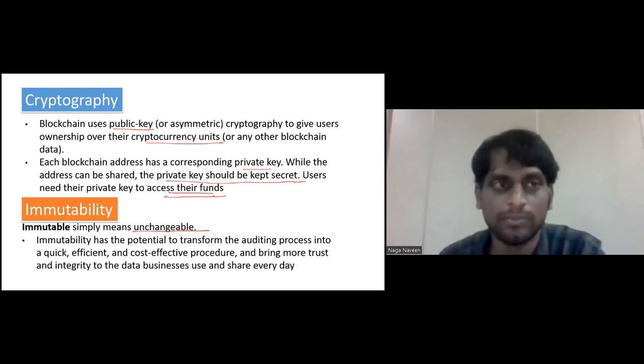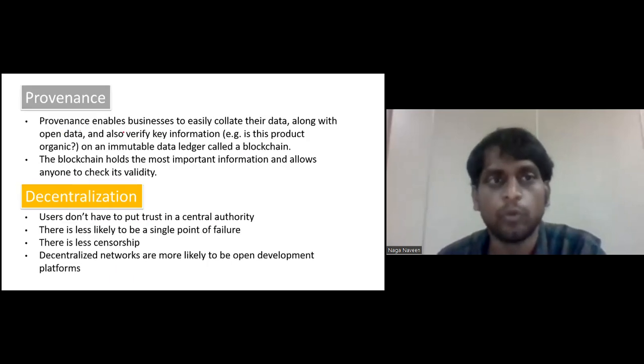Next, provenance. Provenance enables businesses to easily collect their data along with open data and also verify key information on an immutable data ledger called blockchain.